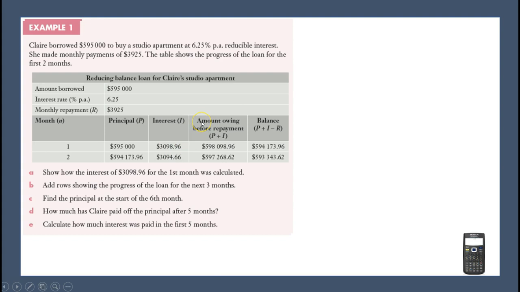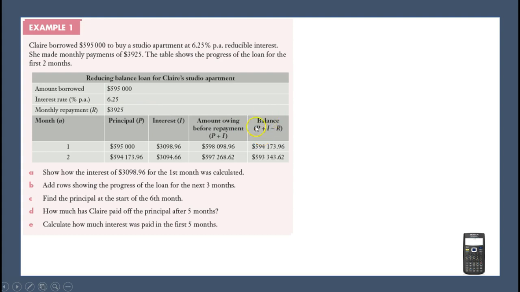So what happens next, and what they put in the table next, is the amount owing before the repayment. So remember, she's borrowed $595,000, and after 1 month she owes another $3,000 in interest. So she's up to $598,000. She now owes more than what she borrowed. But it's all good because she's agreed to pay $3,925 as a payment at the end of the month.